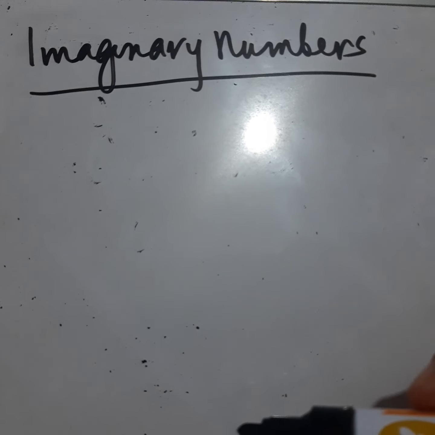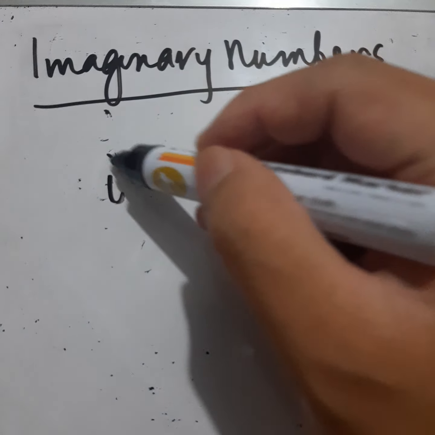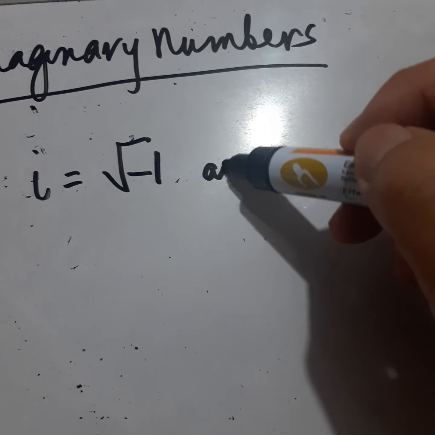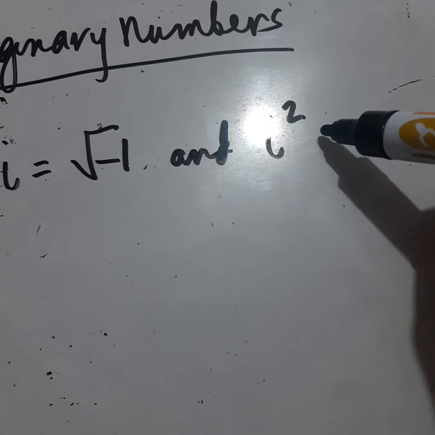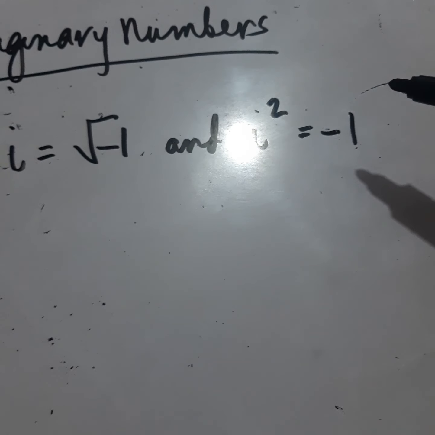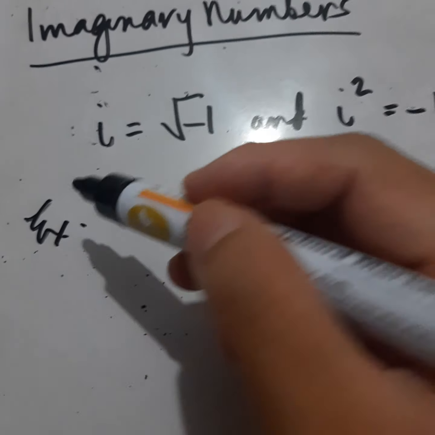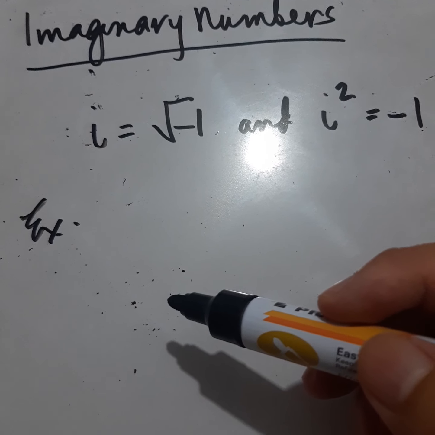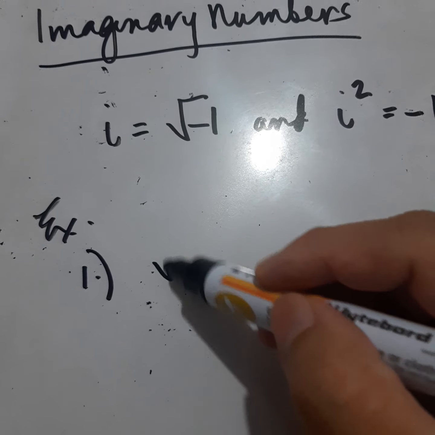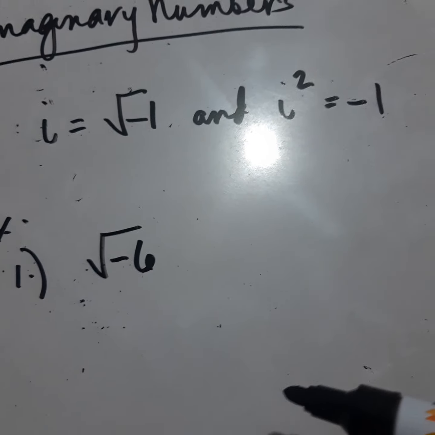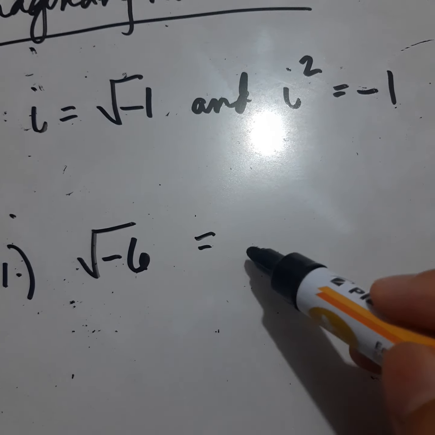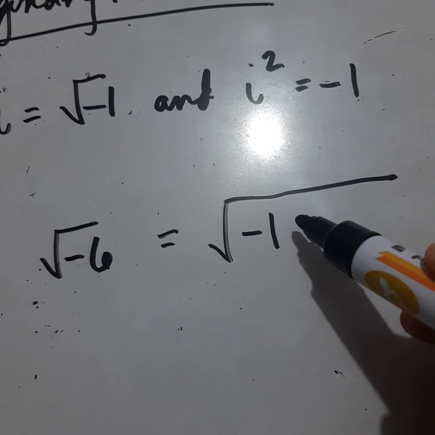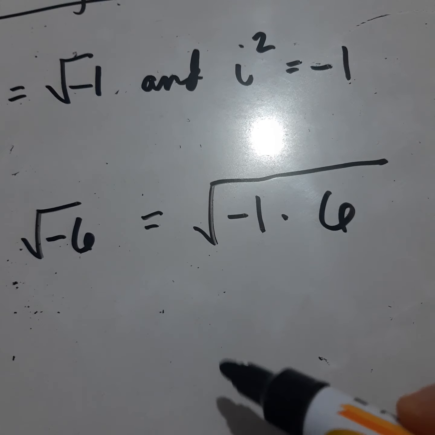So, ang imaginary number, meron siyang important property, which is i is equal to square root of -1 and i squared is equivalent to -1. So, bibigyan ko kayo ng example on how to write each numbers in terms of i. For example, we have a square root of -6. So, the first thing to do is to factor out the radicand. So, ang radicand natin is -6. So, ang factor niya is -1 times 6.